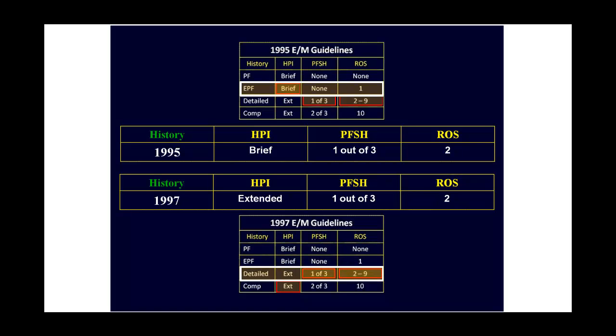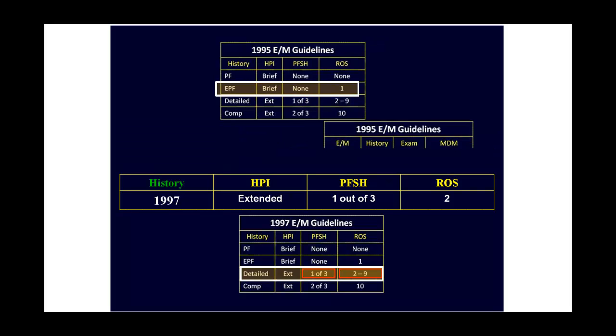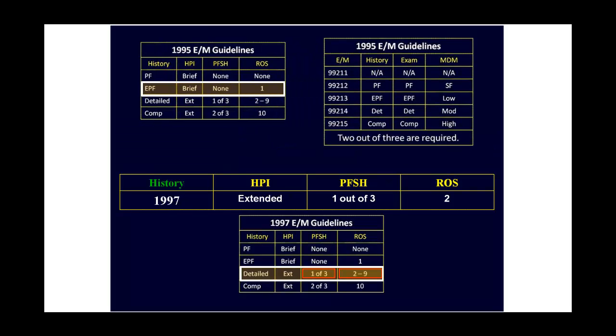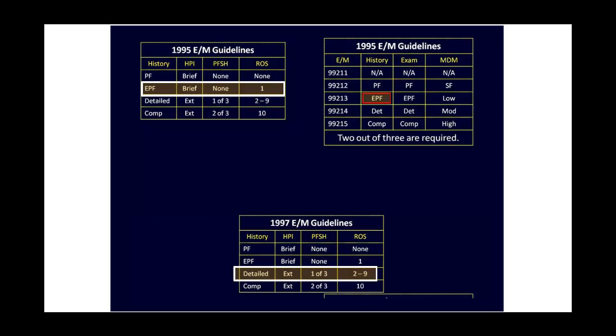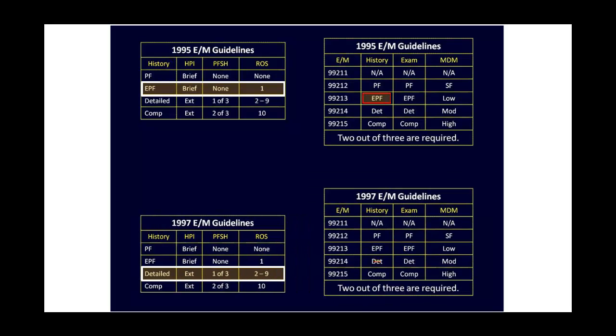So looking at the documentation grid for established office patients, now the first piece of the puzzle is in place. Using the 95 rules, we have an EPF history. On the other hand, using the 97 rules, the documentation supports a detailed history. The next step is to check out the physical exam.